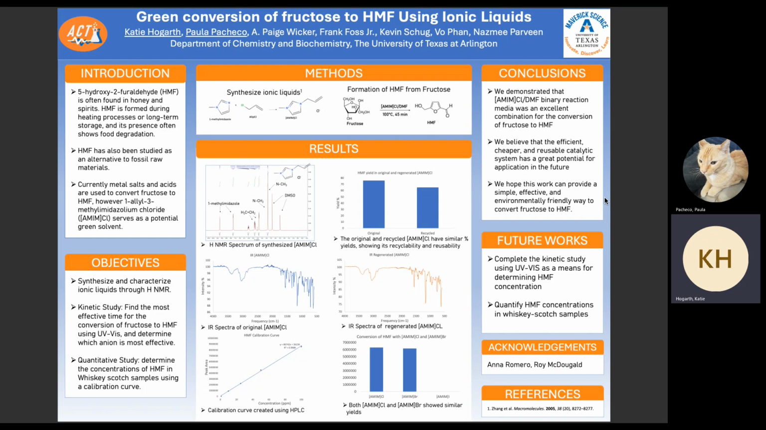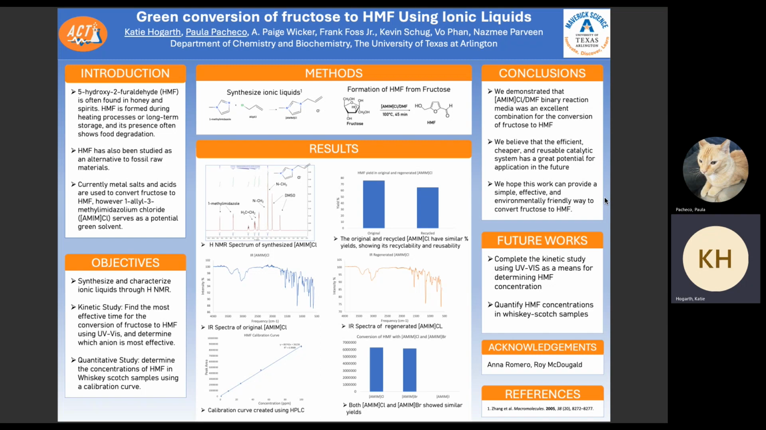On the right, you can see the method for the formation of HMF from fructose. And what we did there was we mixed our ionic liquid with DMF to dissolve it. Then we added our fructose to it and we refluxed it for 45 minutes at 100 degrees Celsius. The results that we have so far are below that.